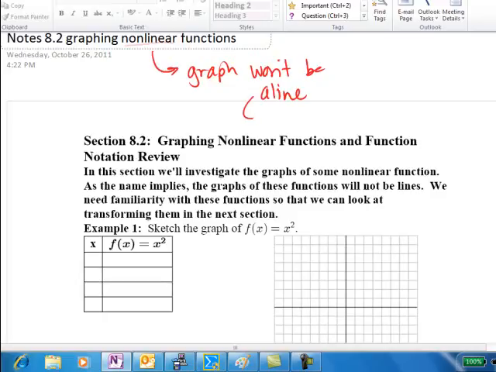Remember that the equation for a line would be one of a few forms. So it could be y equals mx plus b, could be ax plus by equals c, but all that's involved would be multiples of x, multiples of y, and then constants. So when we see something like x squared, that square tells us it won't be a line.